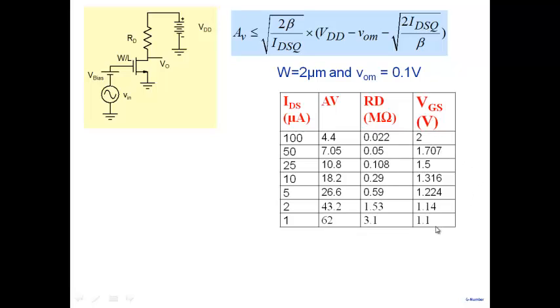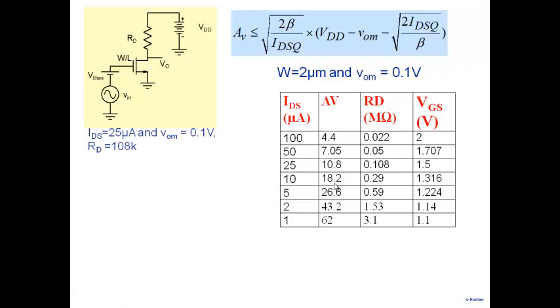Once you come very close to threshold or go into subthreshold, this expression is no longer valid. This expression is only above threshold. Once you enter into subthreshold region, this is no longer valid, and one can show that the gain will saturate at a value which is very close to this. So if you keep on decreasing current, eventually the transistor will enter into subthreshold and the gain will saturate. Okay, so that's one way of increasing the gain here.